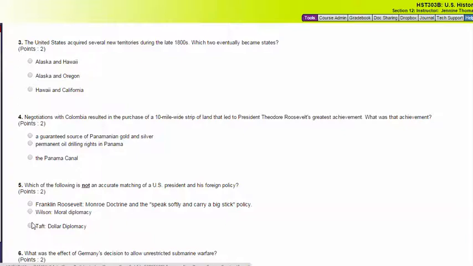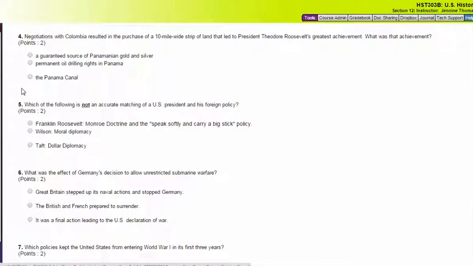Number 3, the United States acquired several new territories during the late 1800s. Which two eventually became states: Alaska and Hawaii, Alaska and Oregon, or Hawaii and California? Number 4, negotiations with Colombia resulted in the purchase of a 10-mile wide strip of land that led to President Theodore Roosevelt's greatest achievement. What was that achievement? A guaranteed source of Panamanian gold and silver, permanent oil drilling rights in Panama, or the Panama Canal?